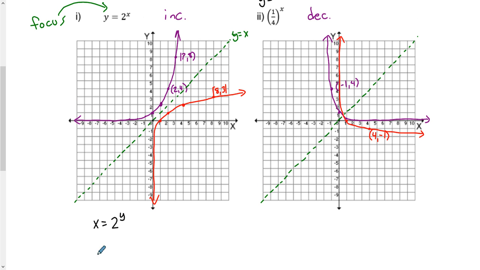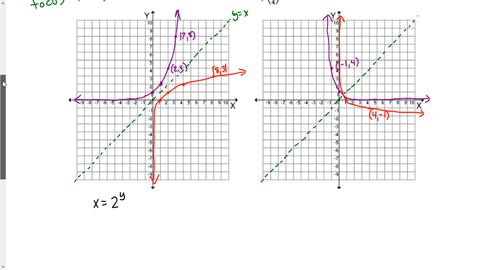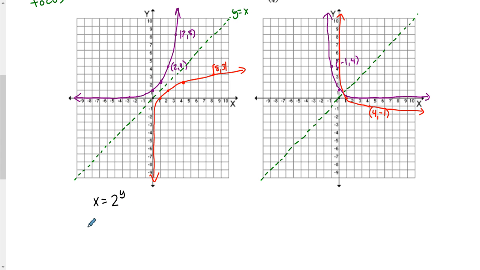So in order to solve for our y, what we have to do is rewrite it in the logarithmic state. And we're going to do a little bit more of this equation bit in our next sections. But what it would look like is y equals log base 2 of x. So that's what our red graph actually is. This is the equation y equals log base 2 of x.